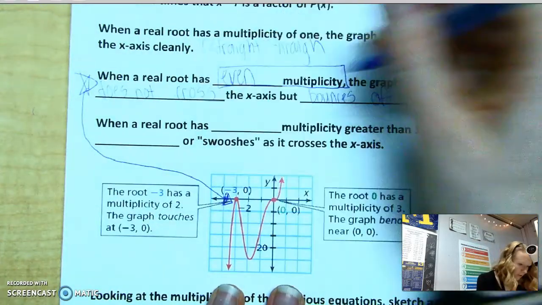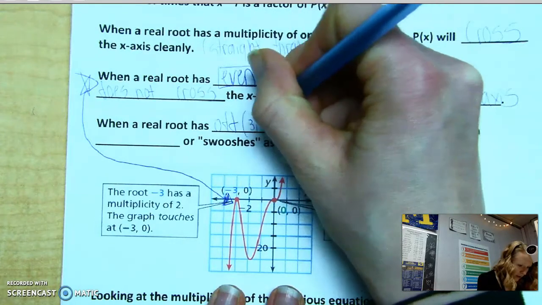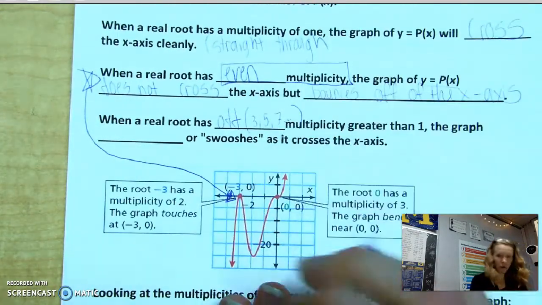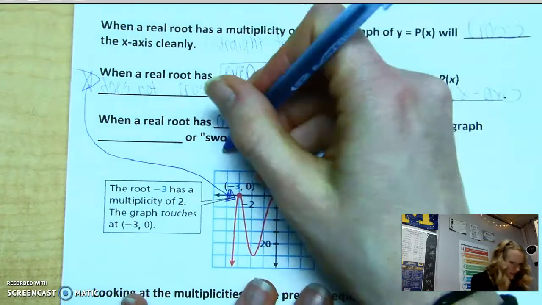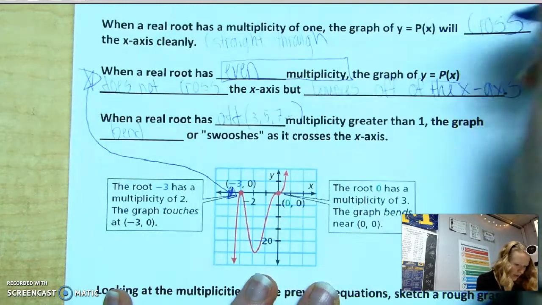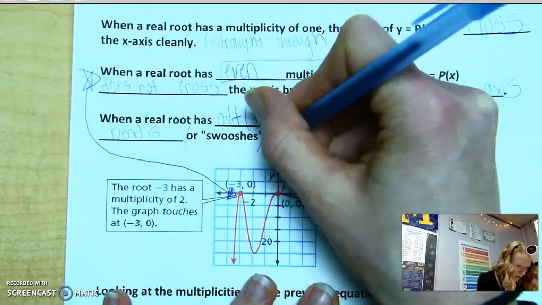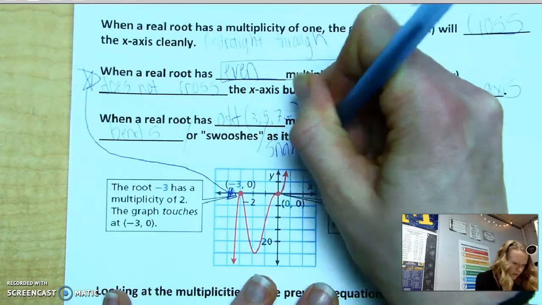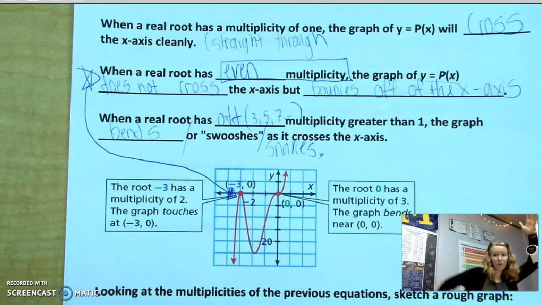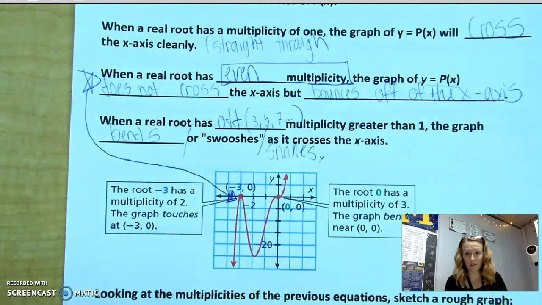Whenever you have a real root that has an odd multiplicity that's greater than 1, so 3, 5, 7, etc., the graph is going to do what's called a snake, or a bend. The graph bends, or snakes, or swooshes. If you had me in Algebra 1, I used to talk about my snake functions, all my odd degrees. It kind of does a little snake through the x-axis.